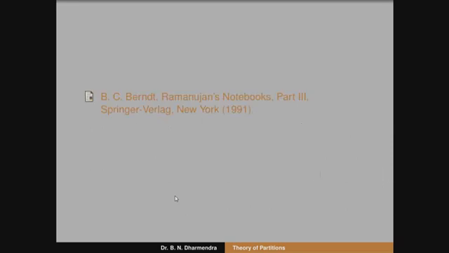In the next class we will discuss the terms of theta functions. The reference book is B.C. Berndt, Ramanujan's Notebooks Part 3, Springer-Verlag is the publisher, New York, 1991, and the collected works of Ramanujan.